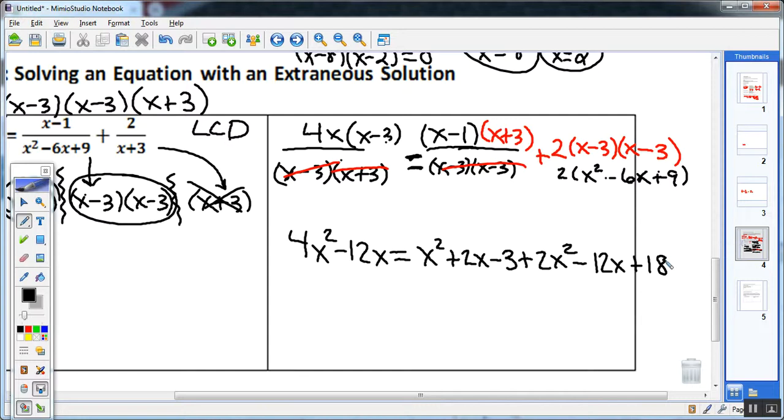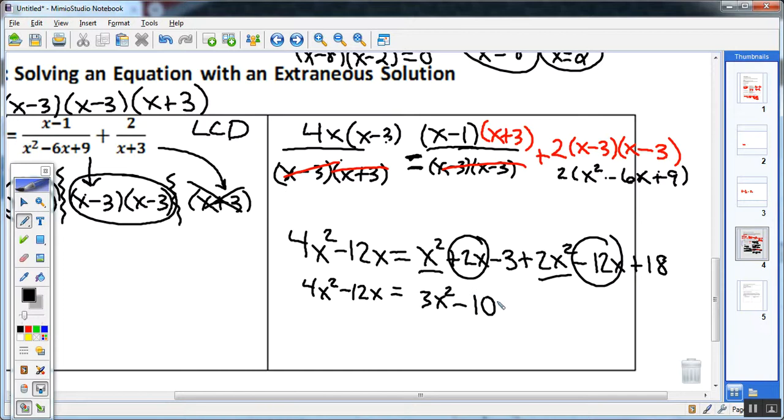Let's simplify some stuff. The left is still 4x squared minus 12x. All agreed? How about on the right side? How about the 1x squared and the 2x squared? I have a 2x and a minus 12x. So wouldn't that be minus 10x? And how about minus 3 and positive 18? Okay, again, the thing that jumps out at me is that this is x squared. This is some kind of quadratic.